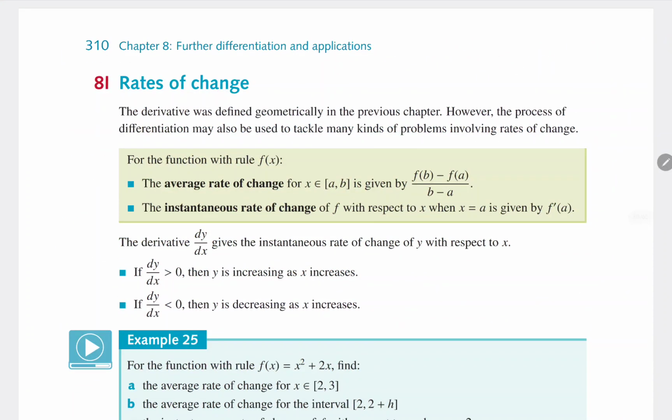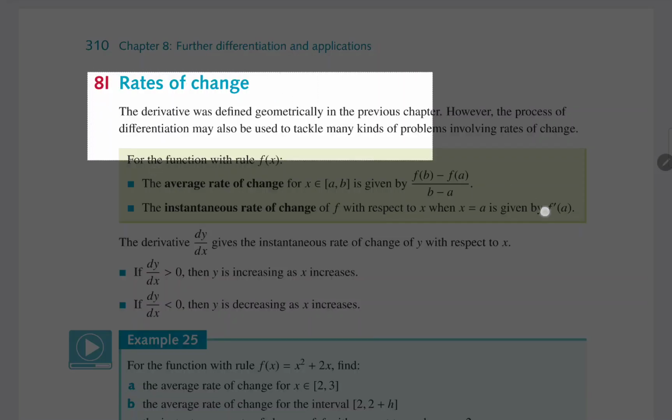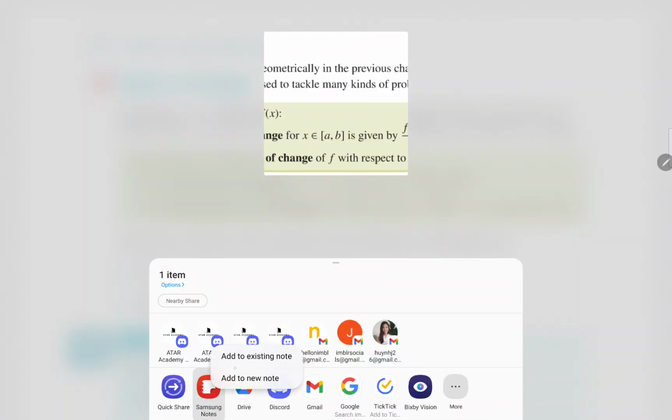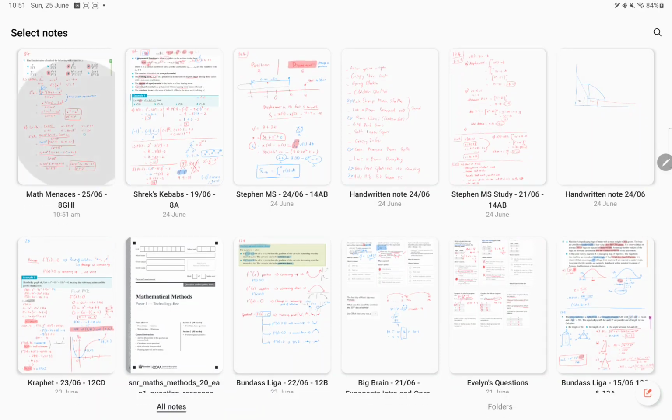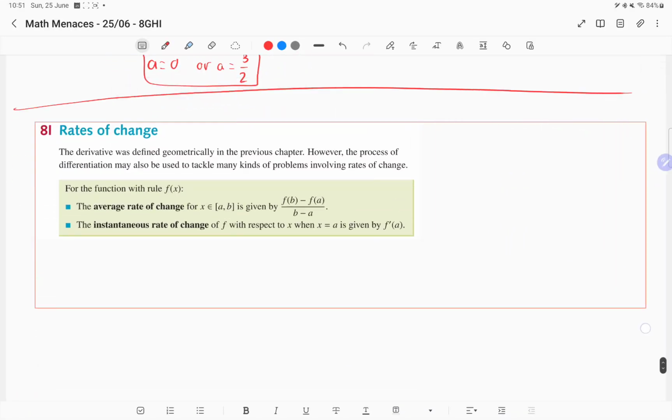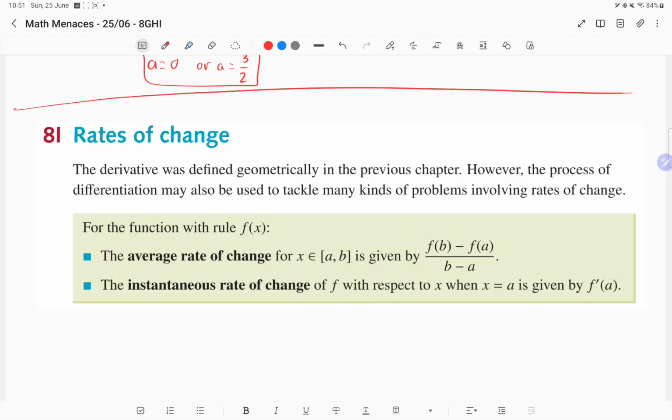Okay, so we're moving on to 8i, rates of change. The only concept that's maybe new is the average rate of change. I don't think it's new to you guys, but we've done it before, right? Pretty sure you guys have. It's just the gradient. It's the gradient of the two points.